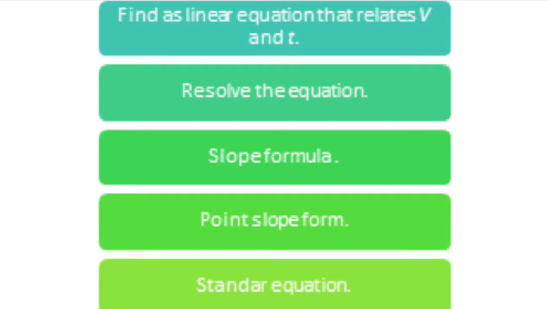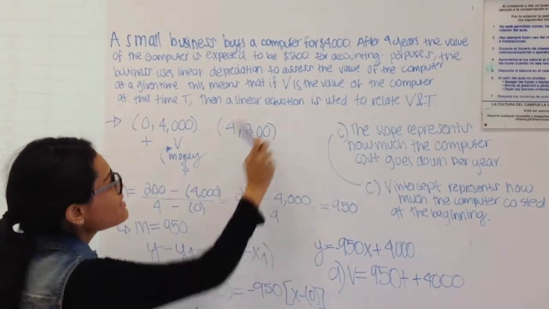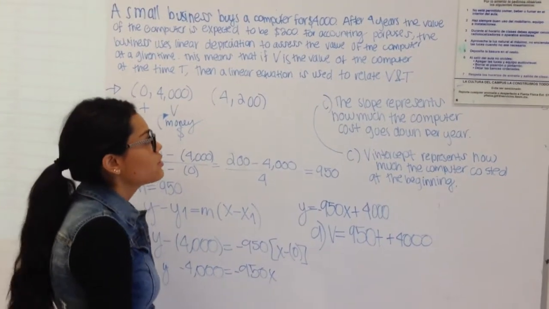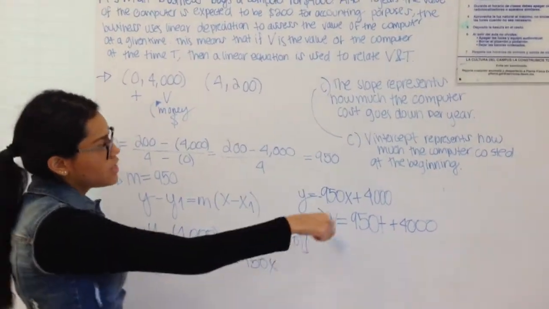You need to find a linear equation that relates B and t. Resolve the equation with the slope formula, the point-slope form, or the standard equation. This means that if B is the value of the computer at the time t, then a linear equation is used to relate B and t.